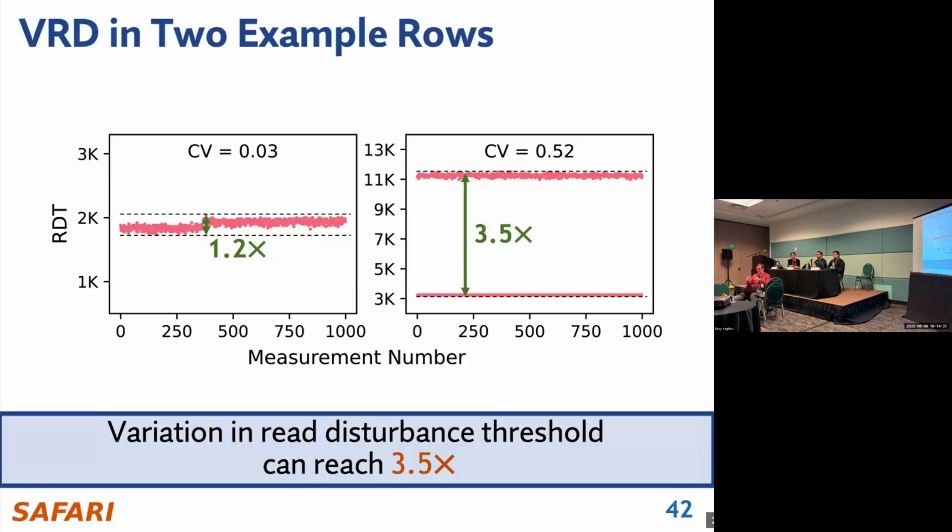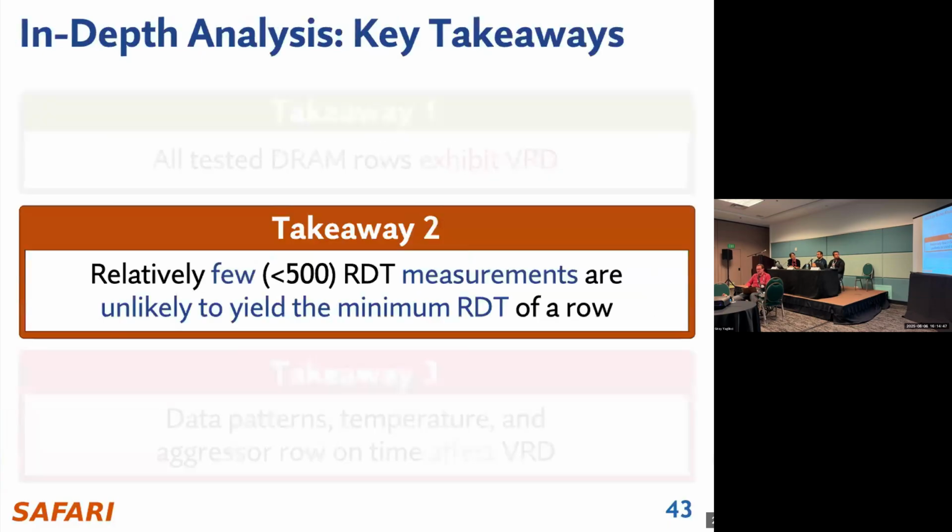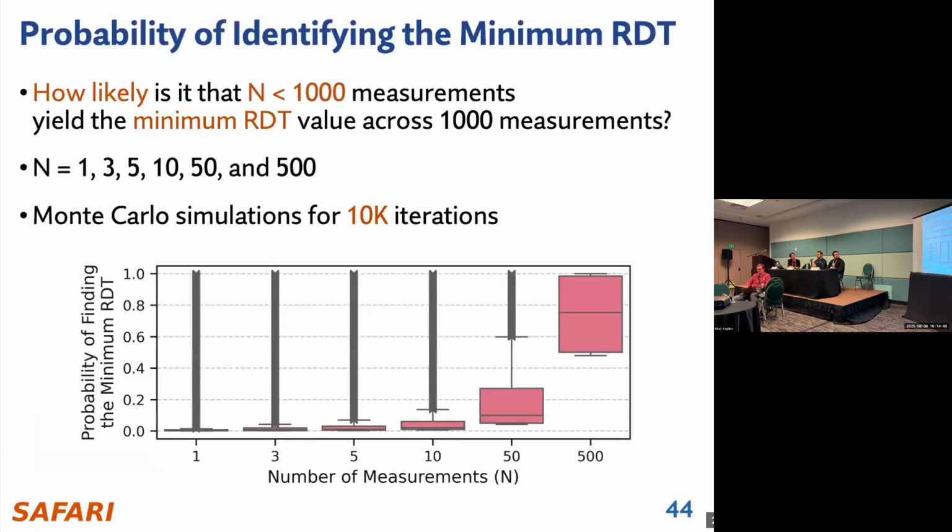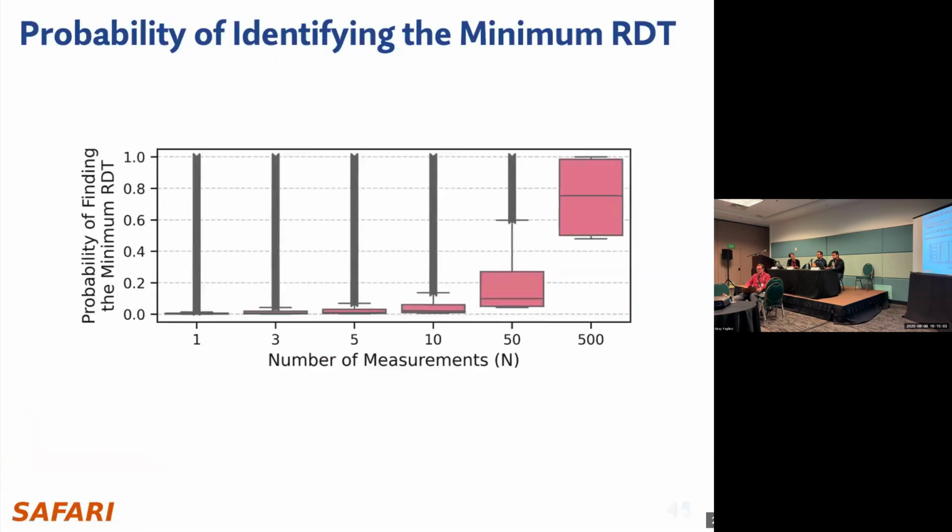So in the field, you may get RDT or read disturbance thresholds that are much lower than what RowHammer protections can be configured for. This is the other takeaway, and we have a lot of results over here. If you test a row only once, the probability that you're going to get the minimum RDT is going to be very, very low. If you keep testing, the probability that you're going to get the minimum is going to be high. But again, you don't have a bound.